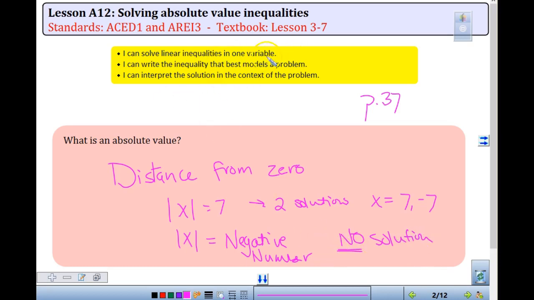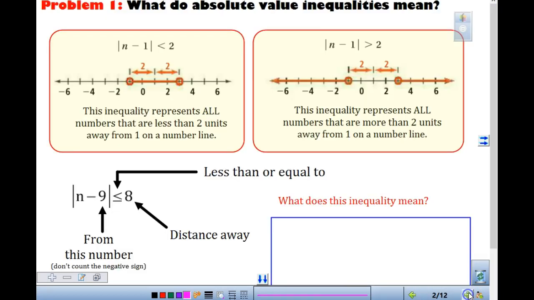So we're going to be working with inequalities today rather than equalities. So when we thought of distance this way. Yesterday, or last week, when we did our compound inequalities, we were working with ands or ors.